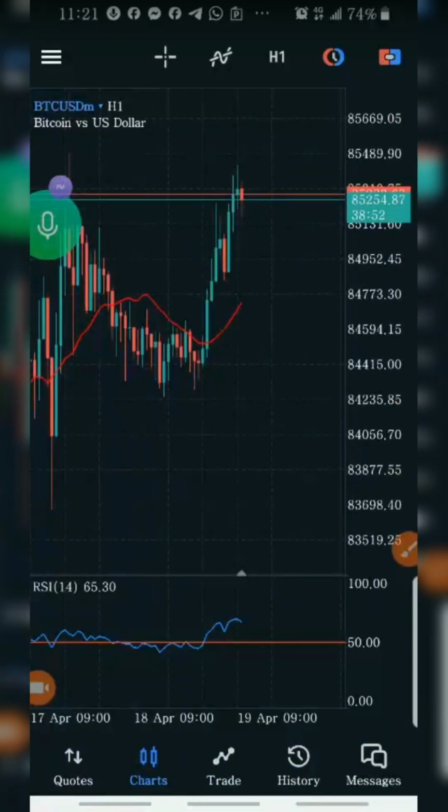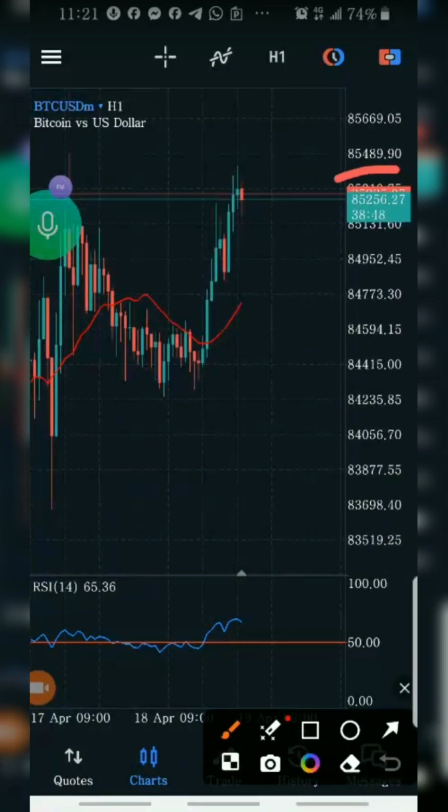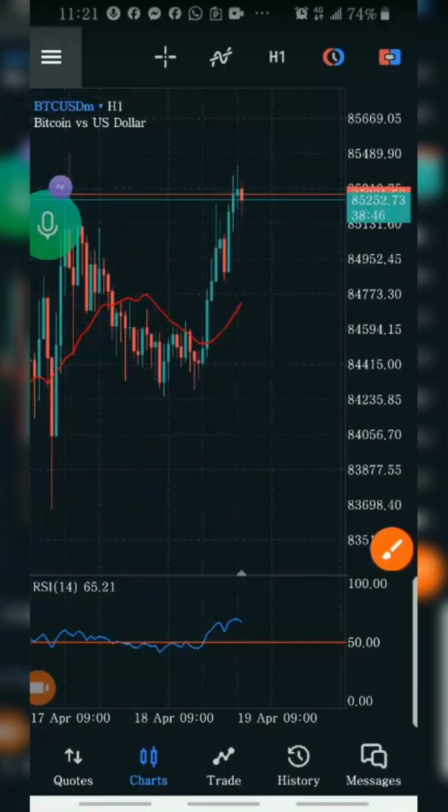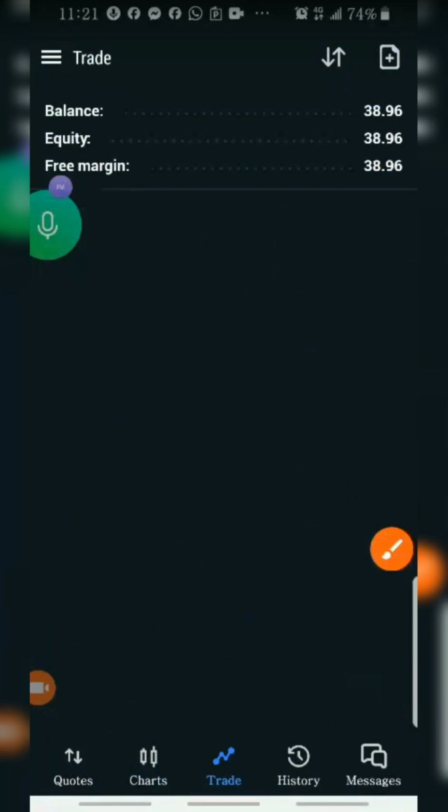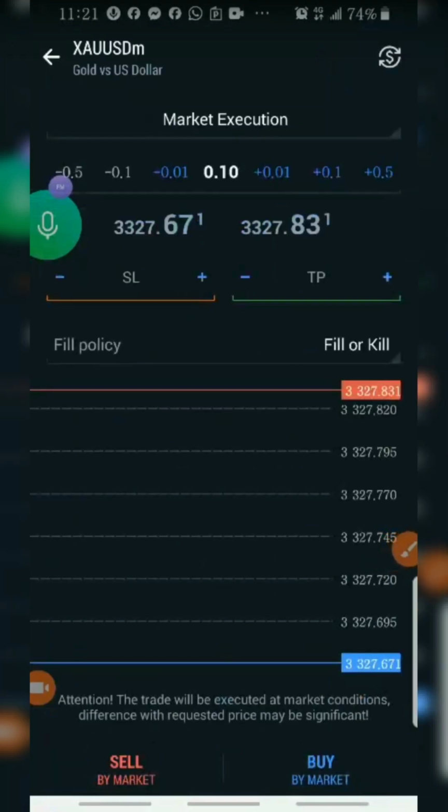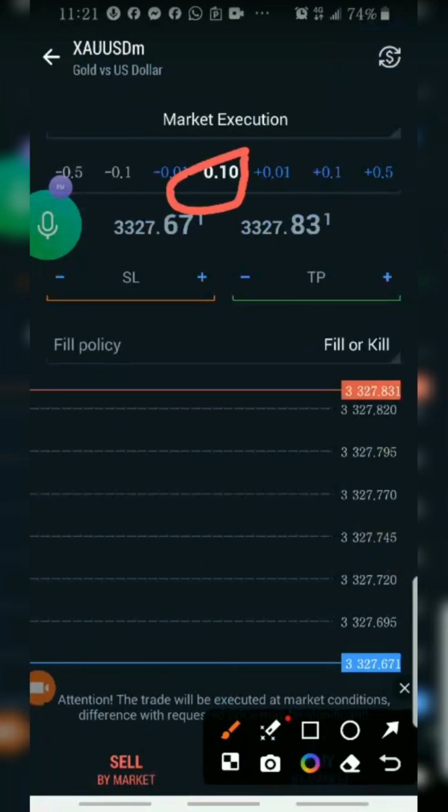So let's say I've done my analysis and I want to buy BTC from this price. This is the current price, right? This is the current market price. So I want to buy. I'll go to trade, then click on the plus sign. Now this is market execution. I want to execute instantly, like I want to open my position now. And as you can see, I've already entered my lot size.